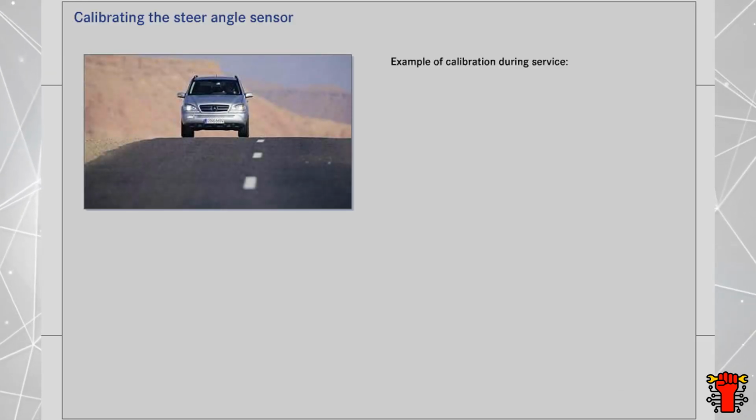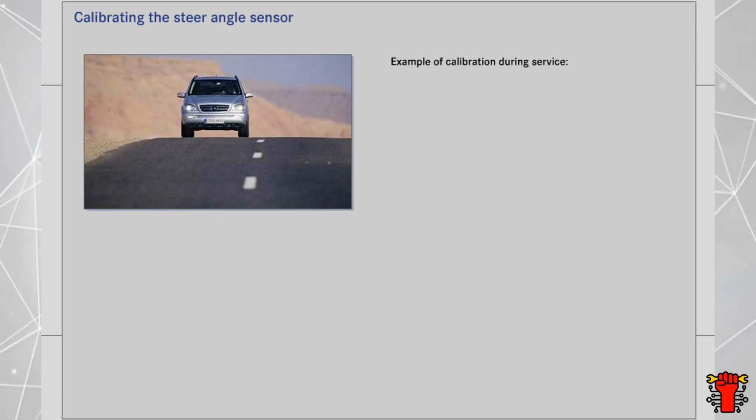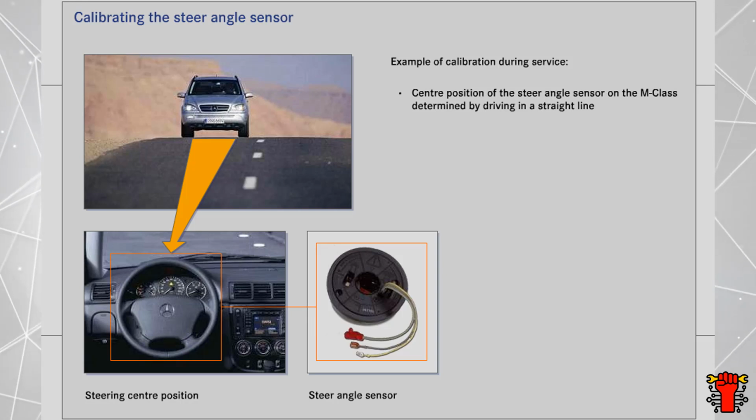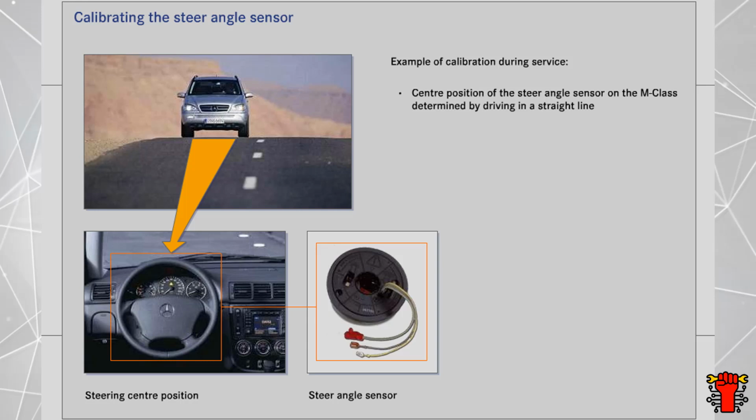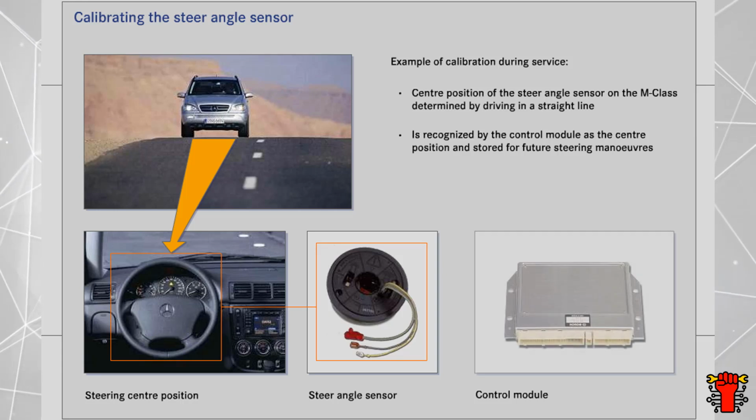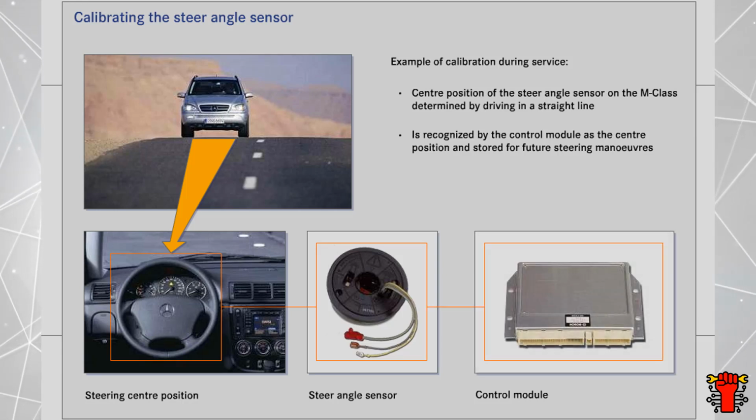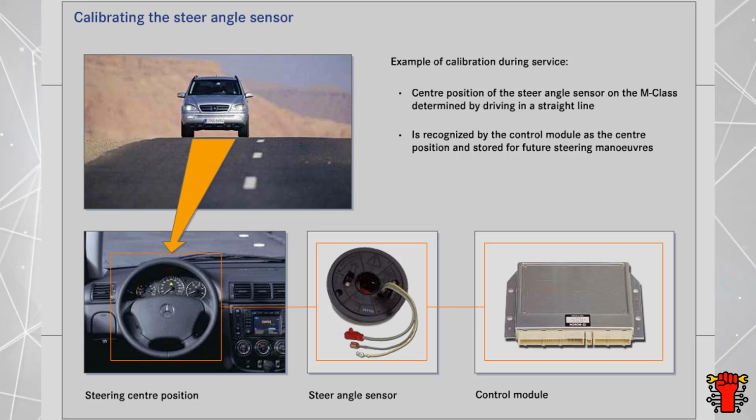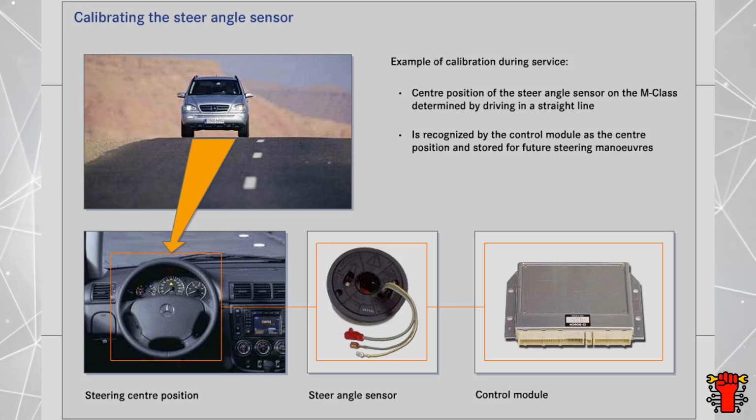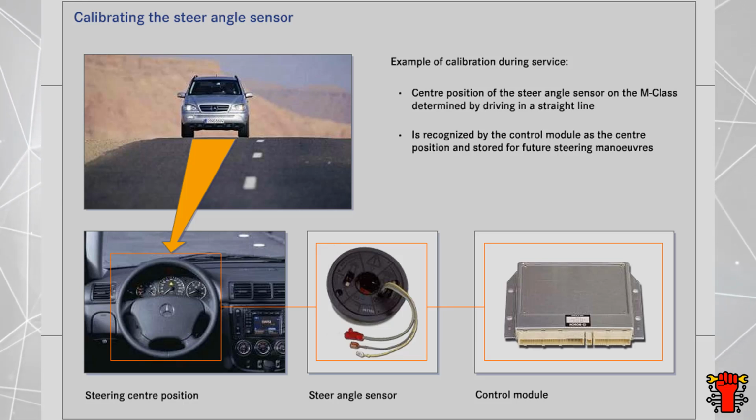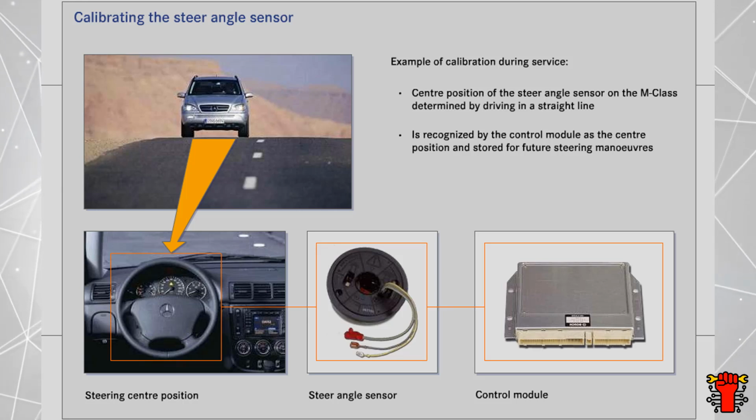Here's an example of a calibration being performed during a service. To calibrate the steer angle sensor of the M-class, the vehicle is driven in a straight line for a precisely defined distance. During this process, the control module learns to recognize the measurements from the steer angle sensor as being the steering's center position. This information is stored in the control module and is used as a reference value for any subsequent steering maneuvers.